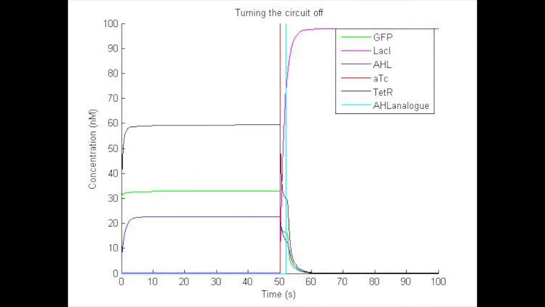When we add the ATC off input to the circuit after it's been turned on for a while, we see that it acts as expected. TET-R, which is around 60 nanomolar, GFP, which is around 31 nanomolar, and AHL, which is around 20 nanomolar, all drop to about 0 after AHL analog and ATC are added to the system. You can tell that the AHL analog is added a little bit later and also has a substantial effect, just as the ATC does. LAC-I levels rise from about 0 nanomolar to about 100 nanomolar after the signals are added.